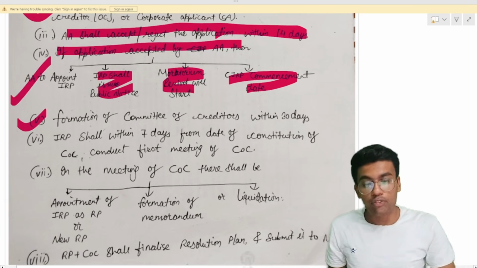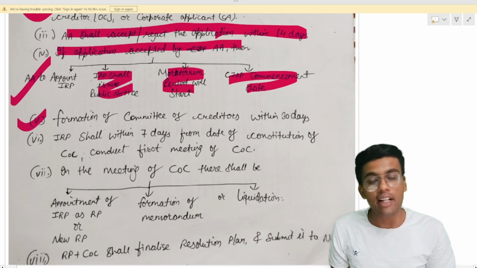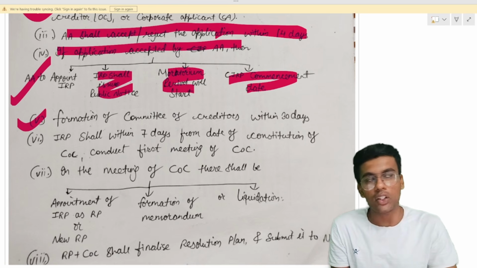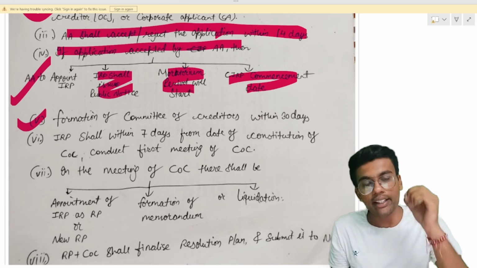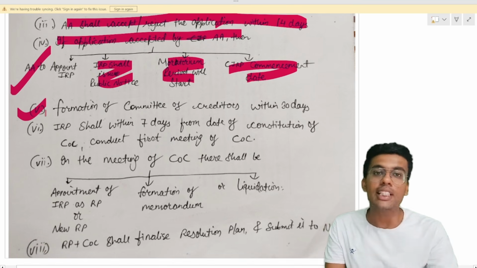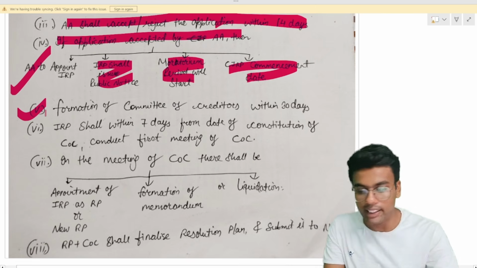Now, apart from this, formation of committee of creditors is to be held within 30 days of acceptance of application. Once within 14 days the adjudicating authority accepts the application, from that day, the next 30 days, the committee of creditors is to be formed. What is this? This is also something we are going to study in the later part.